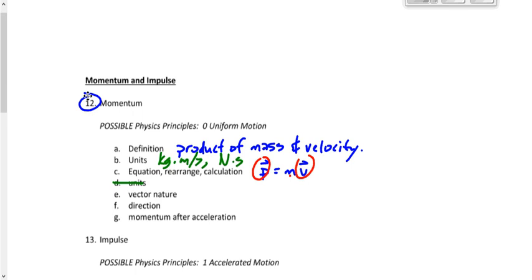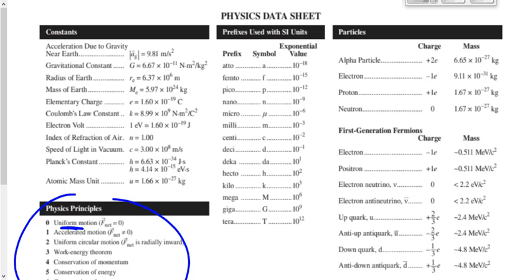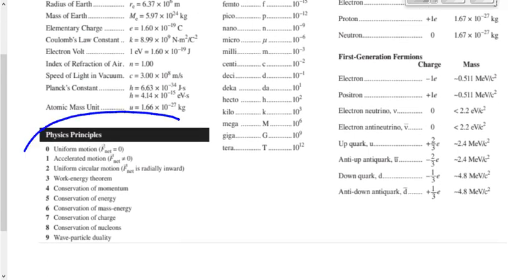Now, we're going to talk about this quite a lot as we go through Physics 30. In the bottom left-hand corner of your data sheet, you're going to see a list of 10 different physics principles. It's kind of hard to see them up on the board right now, but you can look at your own data sheet. I want to talk about two of them here today. The first one is principle number 0, uniform motion. It says F net is equal to 0.